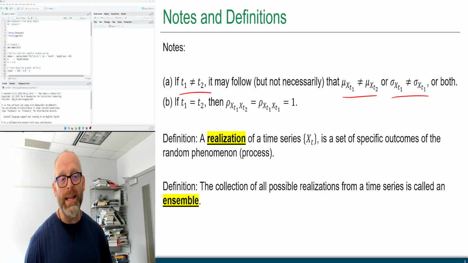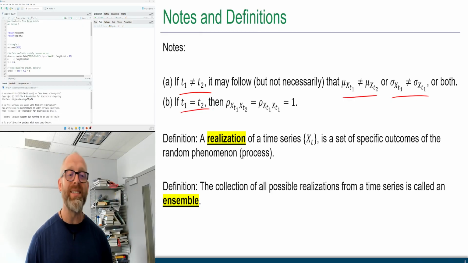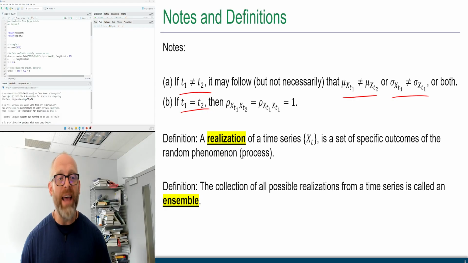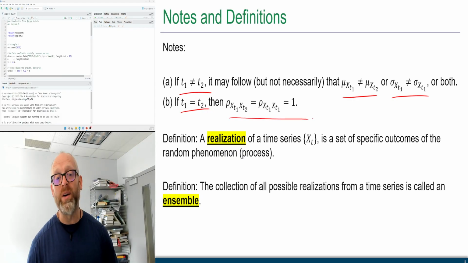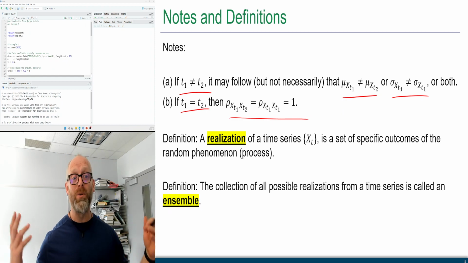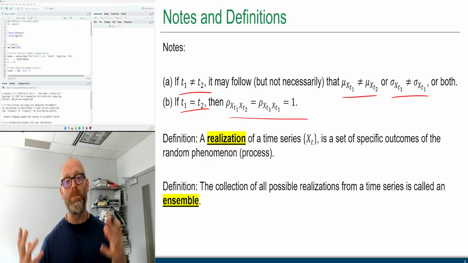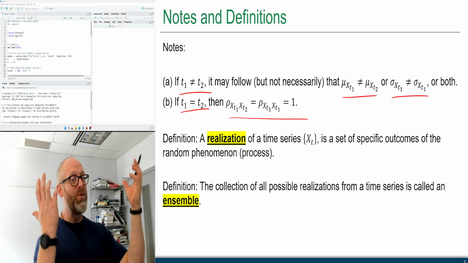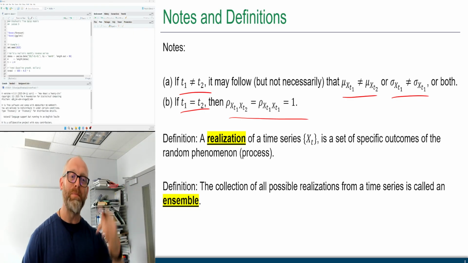There's no guarantee. But what is true, if we're talking about the same time period, so if t1 is equal to t2, then the correlation is always going to be 1. So if we're talking about the relationship at lag 0, that's exactly what we're talking about. We're talking about two time periods which are exactly the same. What is the relationship? Well, we're talking about the same thing. It's going to move in exactly the same way. So it's a perfect relationship. It's always going to be 1.